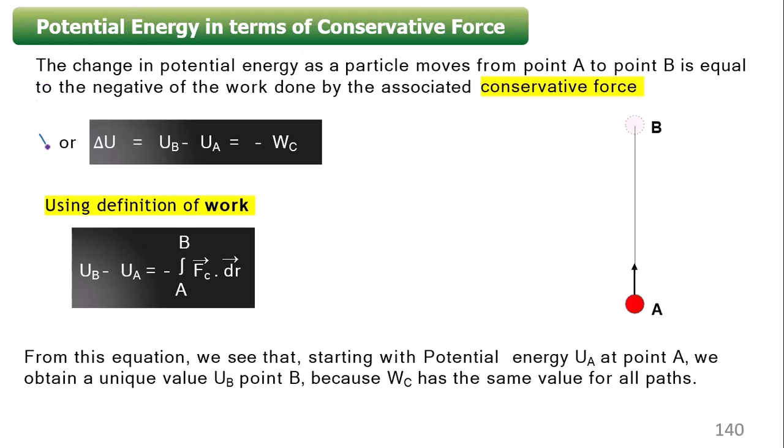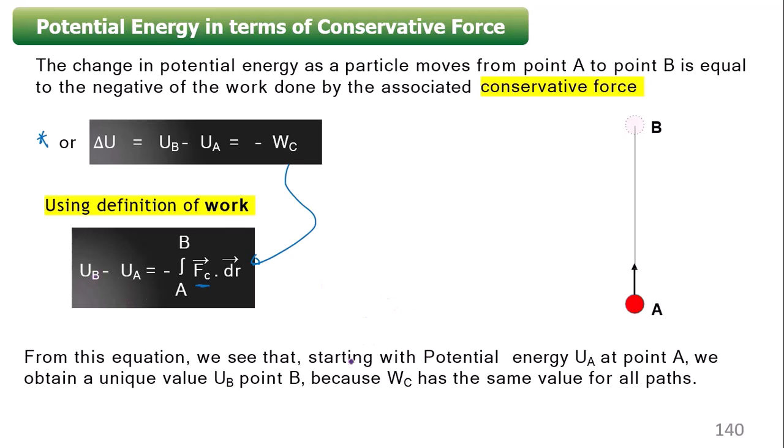So mathematically, I am writing this equation. If I use the expression for the work done, the expression for the work done is minus of F dot dr. What is that F? That F must be the conservative force. So mathematically, I can write that the integration of the conservative force dot dr vector between A to B is giving the value of UB minus UA.